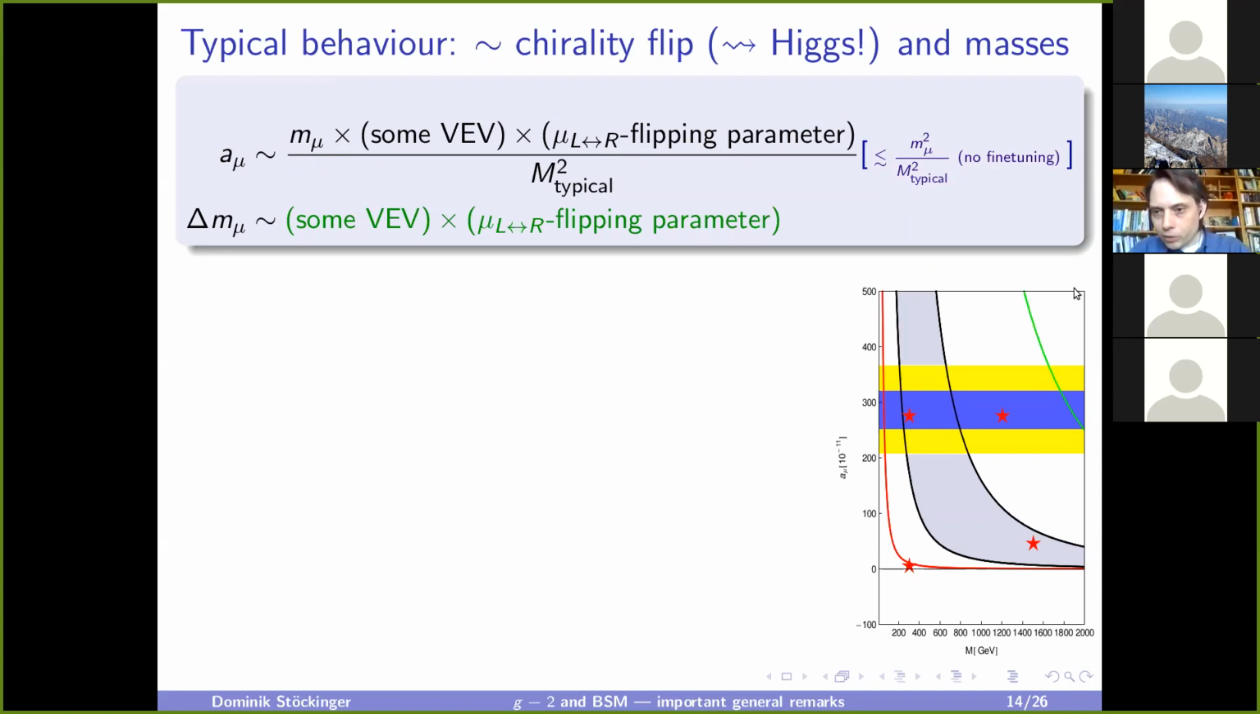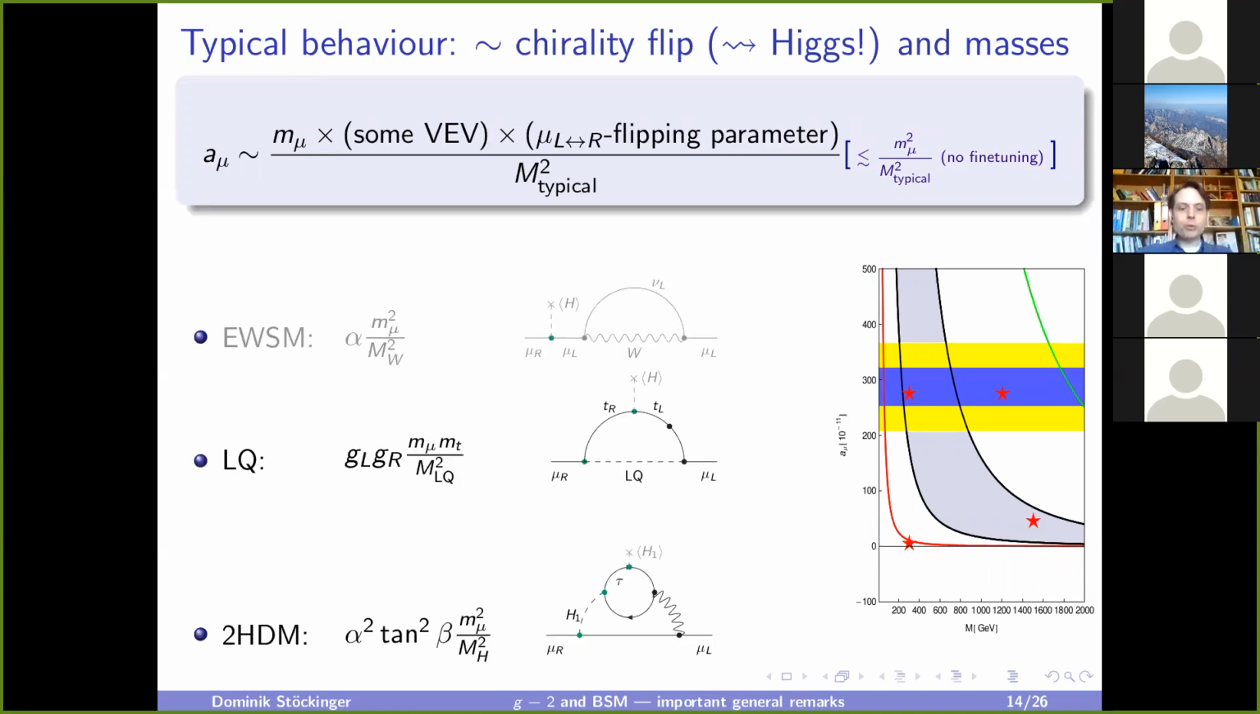And this upper limit is reflected in the plot here on the bottom by the green line. So the upper limit is such that if you want to explain the current deviation, you can only do it with masses up to around 2 TeV. So it's not a very, very high mass. Okay, but let's now discuss some concrete models and how they behave with respect to chirality flips. First, again, the standard model electroweak interactions, so W boson loops or Z boson loops.